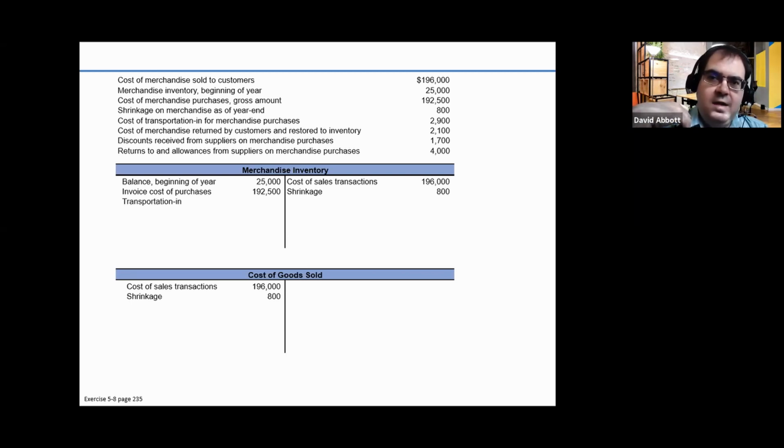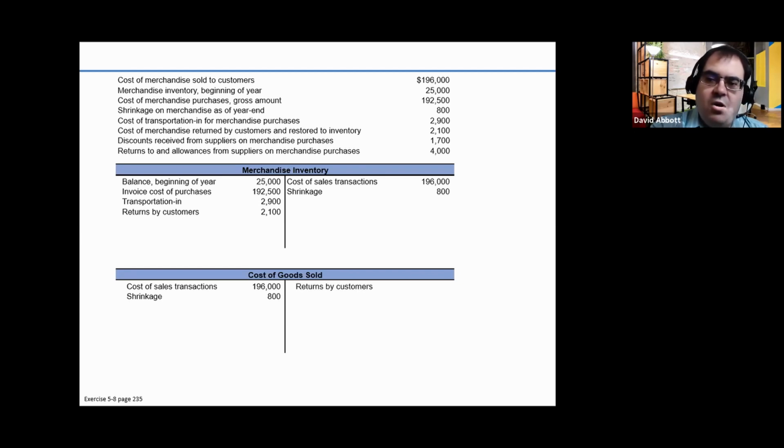And then we had the cost of transportation in for merchandise purchases. That's $2,900. So we will debit the merchandise inventory for that, because again, we have to account for the cost of that. Then we had returns by customers of $2,100. So we're adding that back to our inventory because we're going to sell that to someone else.